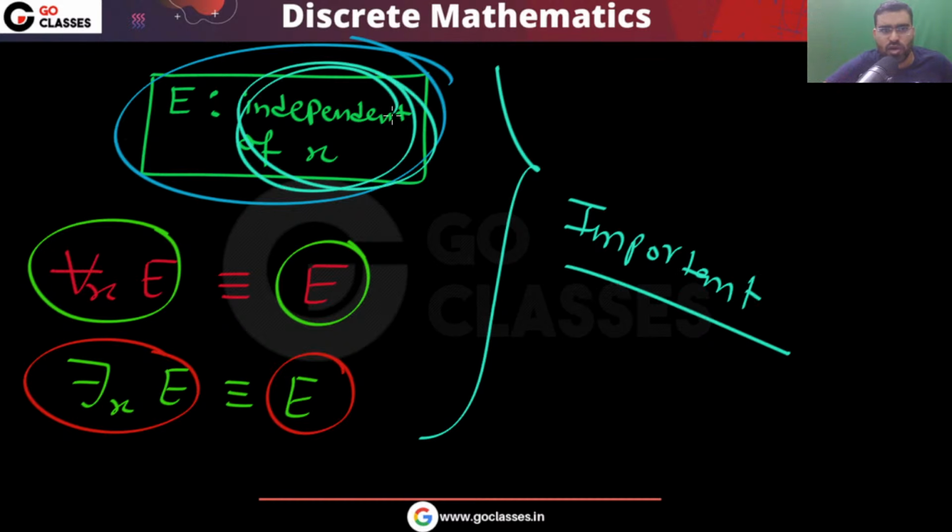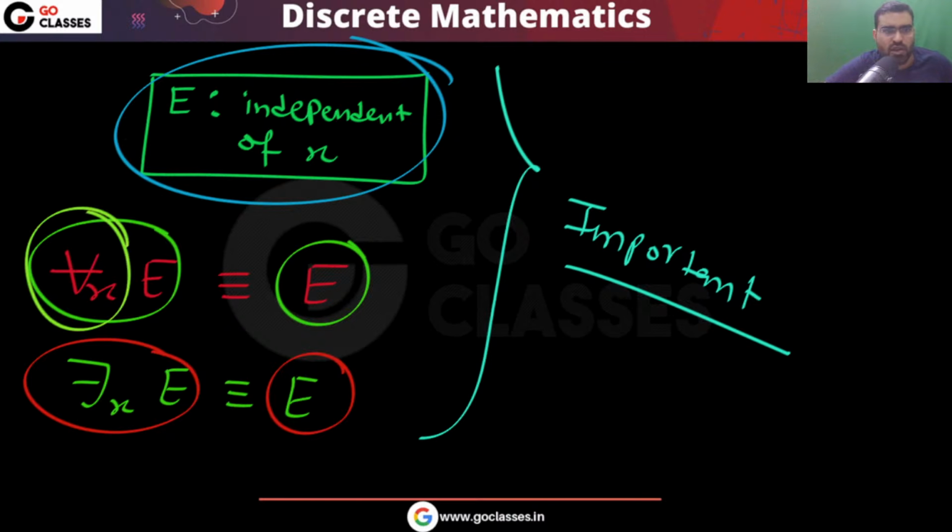If this e is independent of x, if it does not depend on x, then this universal quantifier of x and this existential quantifier of x cannot affect the truth value of e. So that will be the same as e.